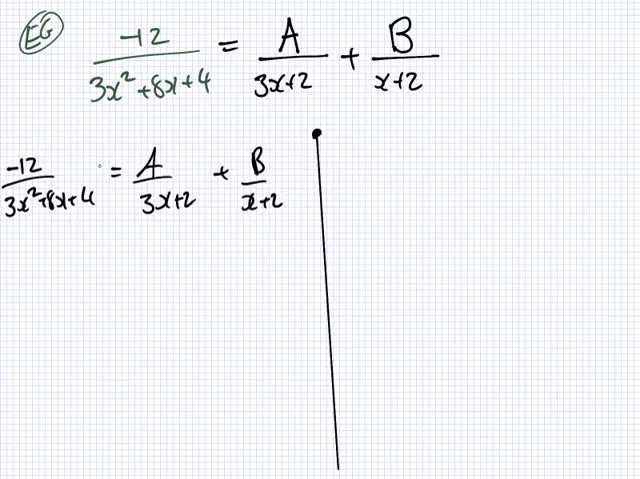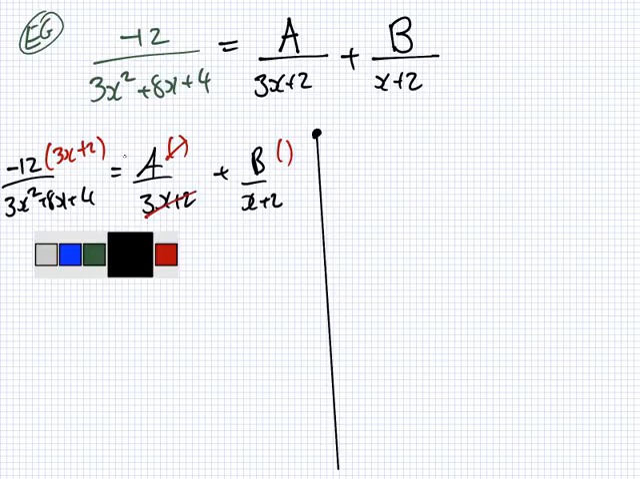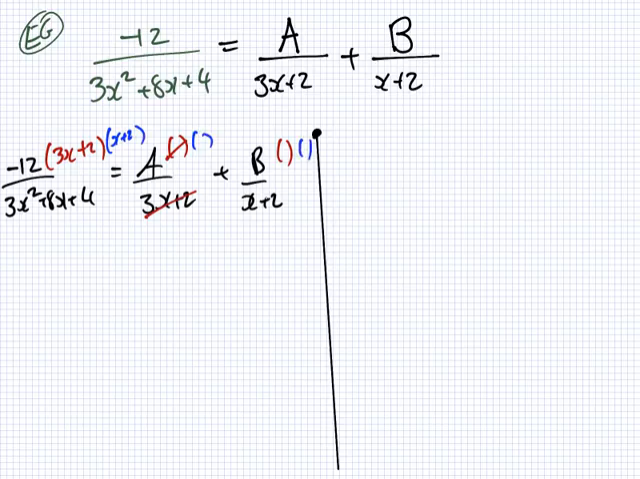You multiply everything by 3x plus 2, 3x plus 2, and 3x plus 2. So what happens here? They're cancelled. Then, you could probably guess, you multiply everything by x plus 2, x plus 2, x plus 2. So what happens here? You cancel. What happens here though? Cancel. All of this cancels with all of this because these are the factors of this. So you actually end up with minus 12 equals a(x plus 2) plus b(3x plus 2).